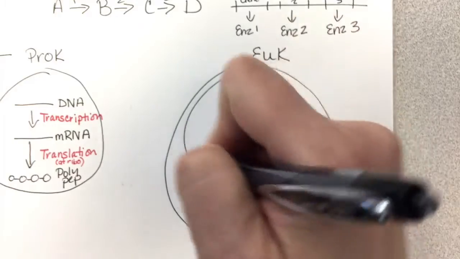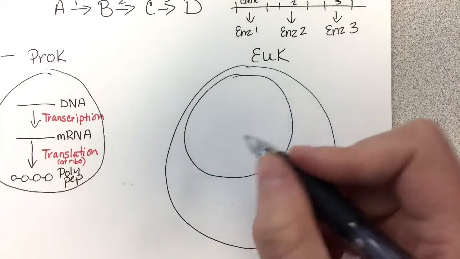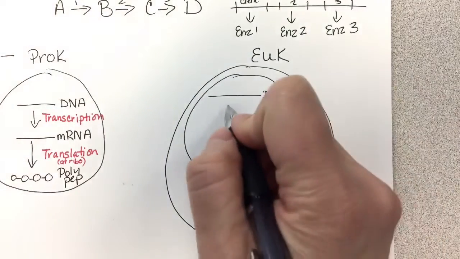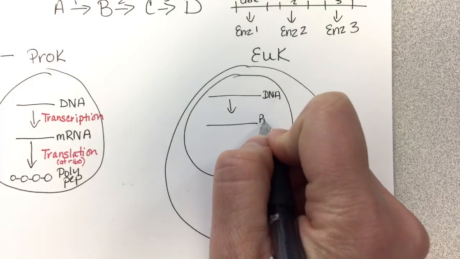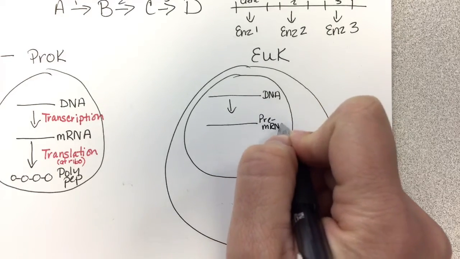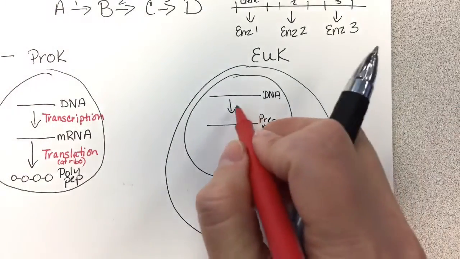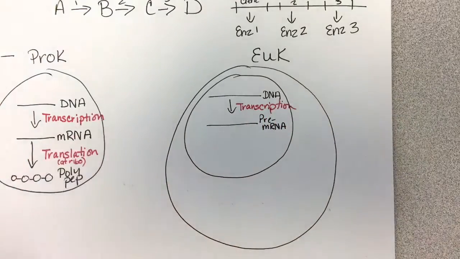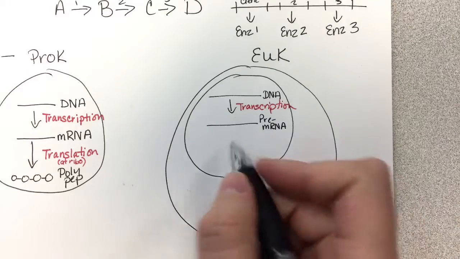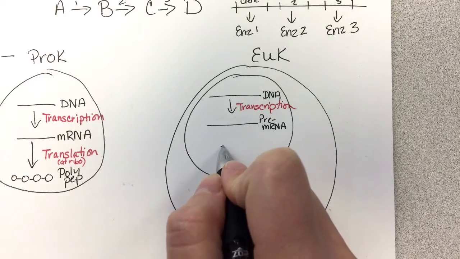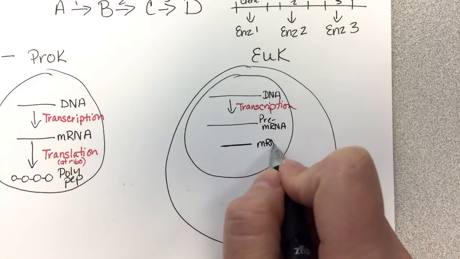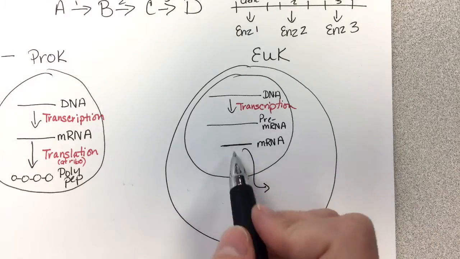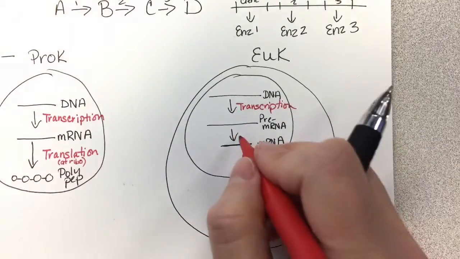So let's draw the eukaryotic cells, nucleus, and cytoplasm. In eukaryotic cells, they have their DNA in the nucleus. You make your pre-mRNA strand, and that is transcription. So that's in common with the prokaryotic cells. And then a couple of things happen with your mRNA to get your final mRNA that is going to leave the nucleus. What happens from here to here? That is called RNA processing.